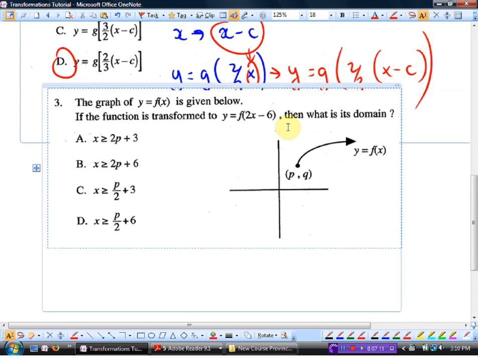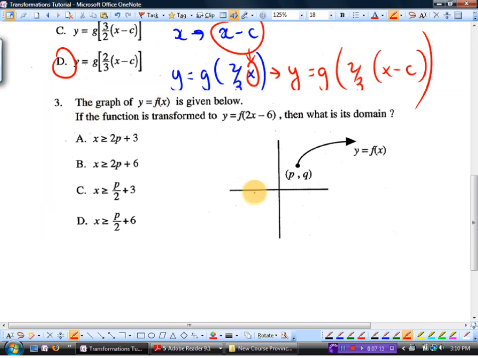Graph of y equals f of x is given below. The function is transformed to that. What's its domain? Now, when I look at this, y equals f of 2x minus 6, little alarm bell goes off right now because it's not factored. Anytime they give me one that looks like this that's not factored, the first thing I have to do is factor it. I'm going to rewrite this as y equals f of 2 bracket x minus 3.